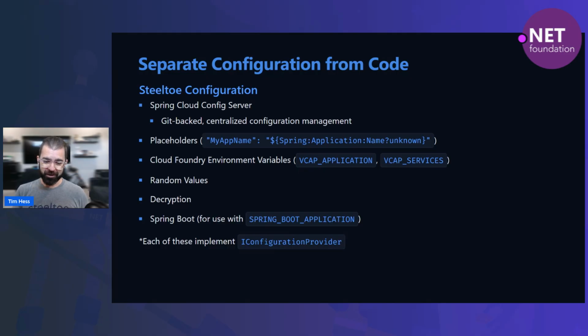But moving on from that, we also have a random value provider for generating things like random strings, numbers, and GUIDs. It can be used particularly effectively with the placeholder provider. We also have a decryption provider, which is compatible with a Spring Boot system. And so the idea there is you might have configuration values that are stored encrypted, and then your Steeltoe app or your Spring Boot app is going to read those down and then decrypt them while the app is running.